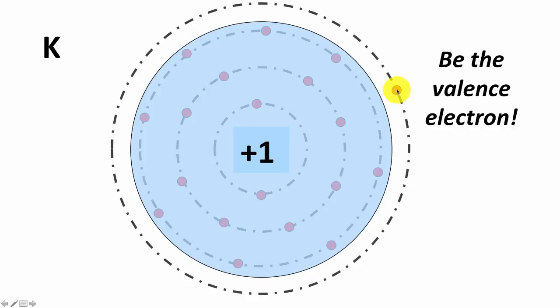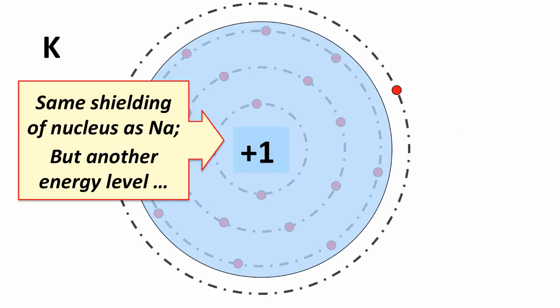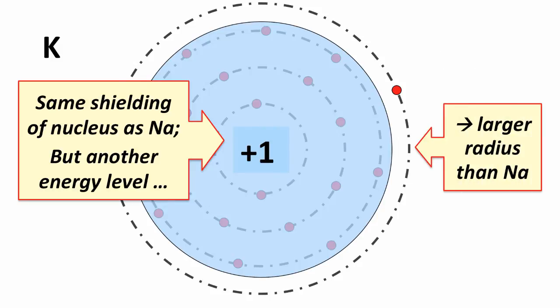And now if you're the valence electron, you're feeling a similar effective nuclear charge to the element sodium, but you're in the fourth energy level, not the third, so you're farther away from the nucleus. And what we would say is potassium has more or less the same shielding of the nucleus as sodium, but another energy level for the valence electron, which is farther away. Therefore, it has a larger nucleus than sodium.